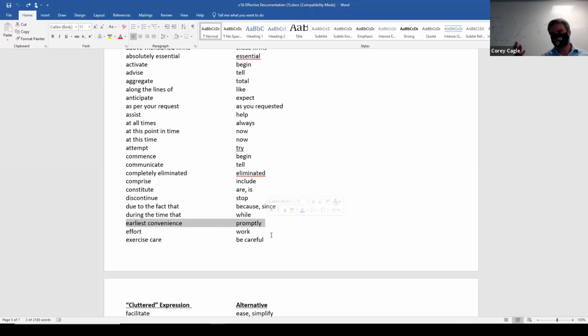Effort versus work. I have no problem with effort versus work. They're both conversational to me. Exercise care. That's a little too much. Yeah, I'm trying to think of a better word.